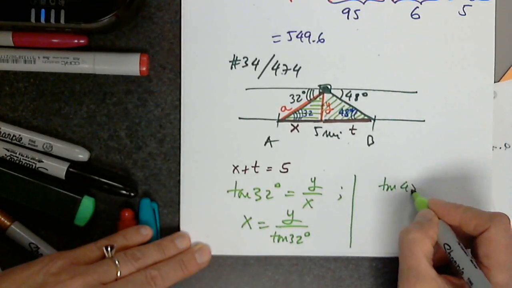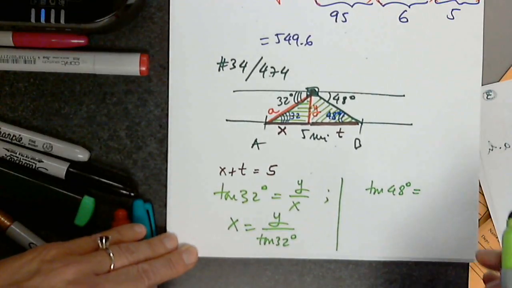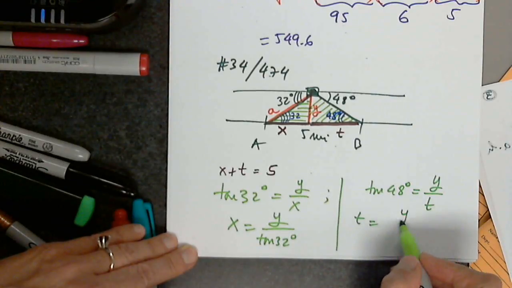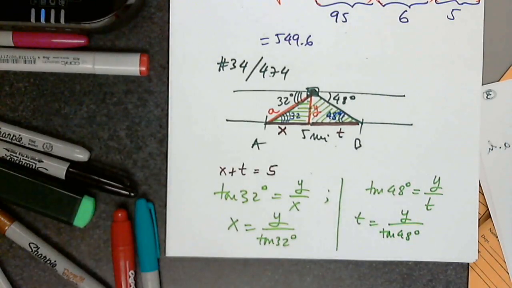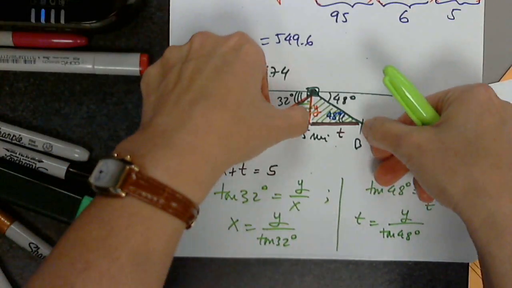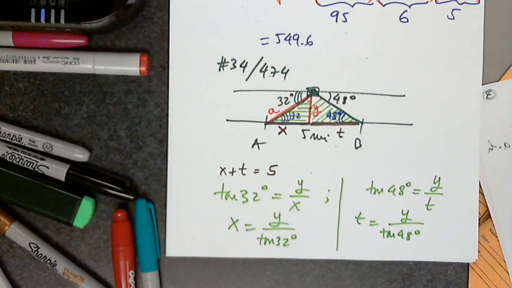Very good. Tangent 48 degrees is what? Y over t. So therefore t will be y divided by tangent 48. Now what do you think I'm going to do next? So I have this piece in terms of y. I have this piece in terms of y. And I also have their sum. So what? Y over tangent 32 degrees plus y.